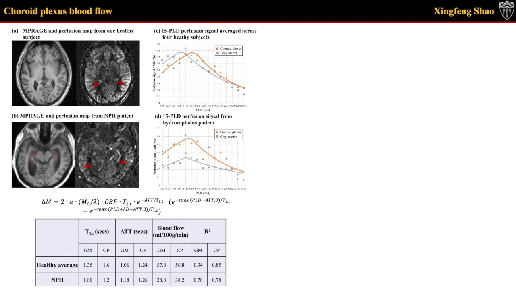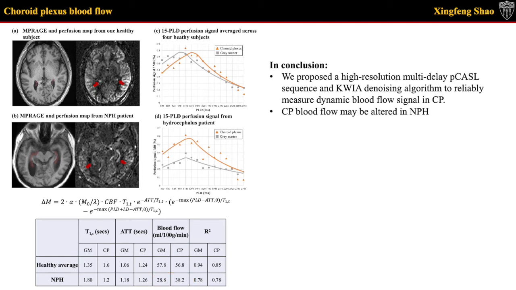In conclusion, we propose a high-resolution multi-delay pCASL sequence and a KWIA denoising algorithm to reliably measure dynamic blood flow signal in choroid plexus, and choroid plexus blood flow may be altered in NPH patients.